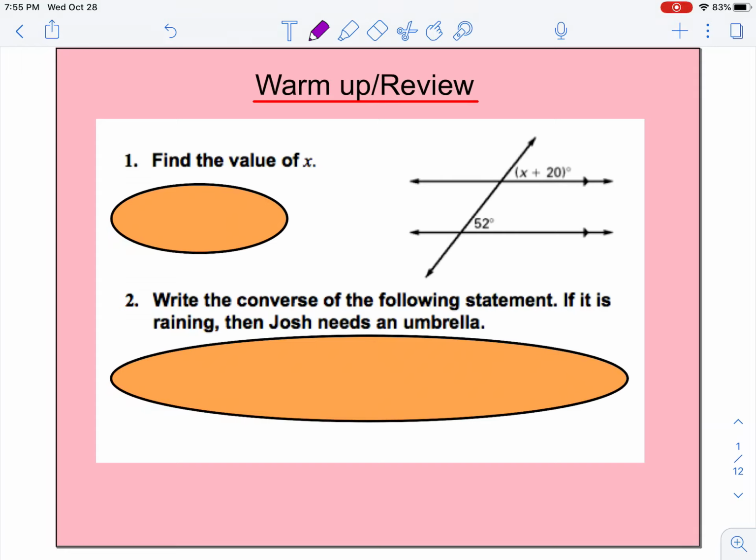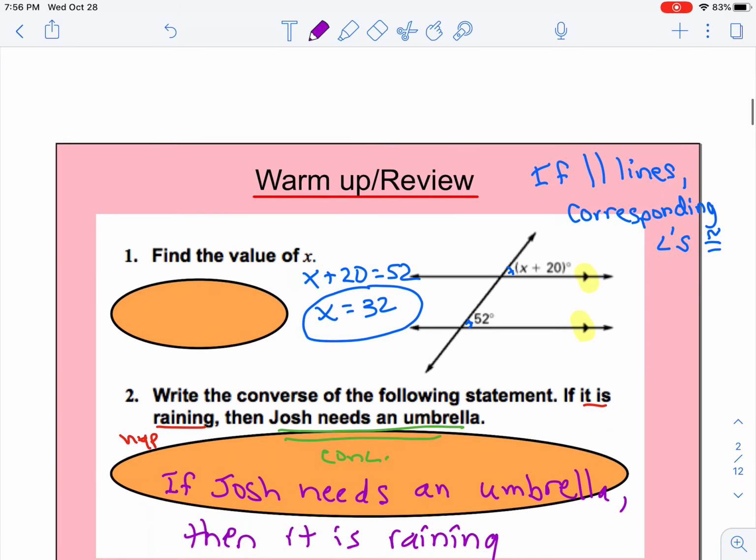Section 3.3, we are going to be proving parallel lines theorems that we learned in 3.2, and we're going to also learn about the parallel line theorem converses and postulates. So I'd like to start out with this review. I'd like you to try this, pause the video, try these two problems, and then restart to see if you got them correct.